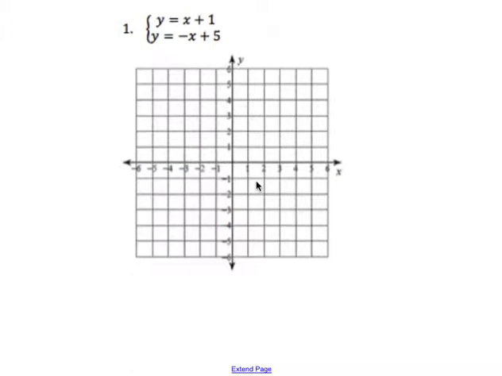Ms. Humbert here. Today we're going to be doing the Unit 2 Quiz 1 review. So we're going to be looking over, just getting you ready for that quiz you're going to be taking. So let's take a look at number 1.